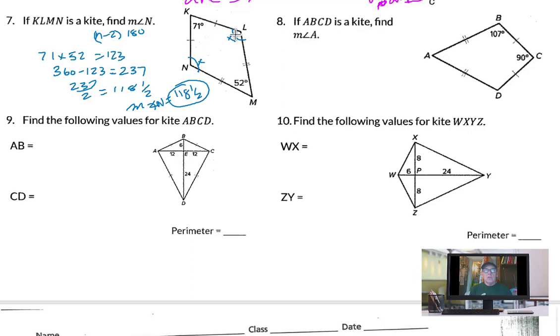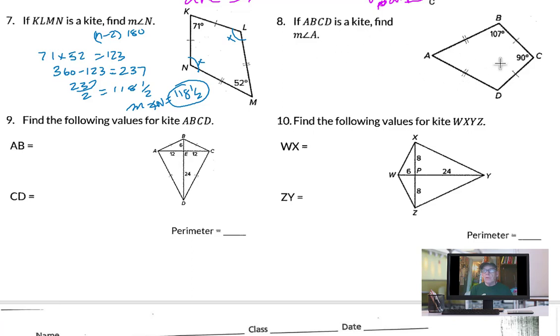So again, the sum of the inside angles has to be 360. Two of those are congruent. Let them be x. 2 x's plus 71 plus 52 equals 360. Combine like terms, and 360 take away 123 divided by 2 comes out to be 118.5. Let's look at the next one.